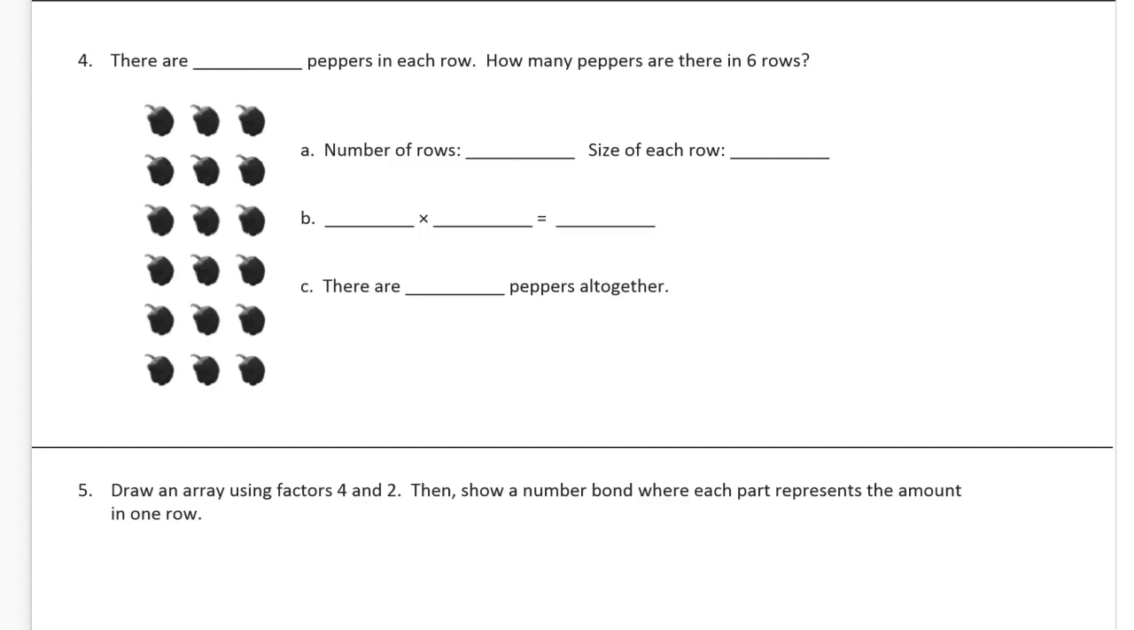Number 4, how many peppers are in each row? 3. How many peppers are there in 6 rows? And we have 1, 2, 3, 4, 5, 6 rows in this array. Number of rows, there are 6. Size of each row is 3 in each row. So we have 6 times 3.